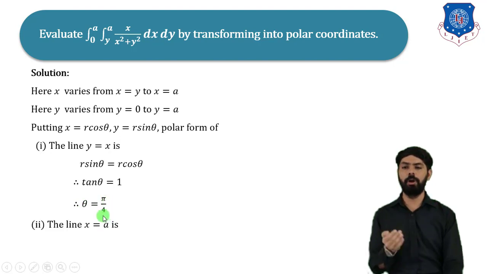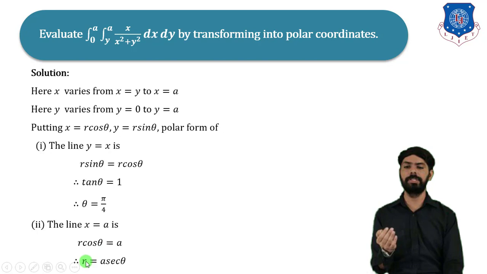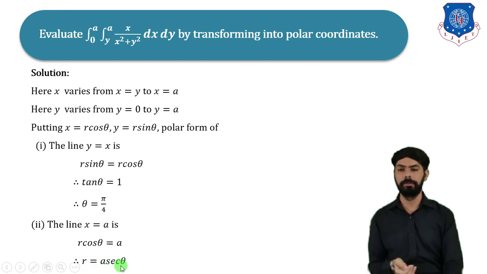Now we will find out the polar form of the line x equal to a. So the polar form of the line x equal to a is r cos theta is equal to a. Therefore r is equal to a divided by cos theta. Therefore r is equal to a sec theta.